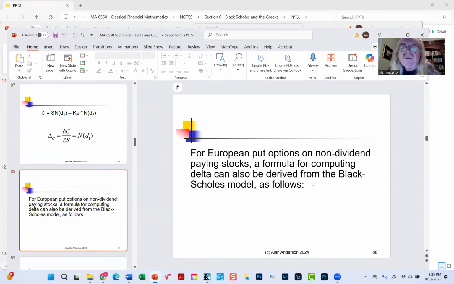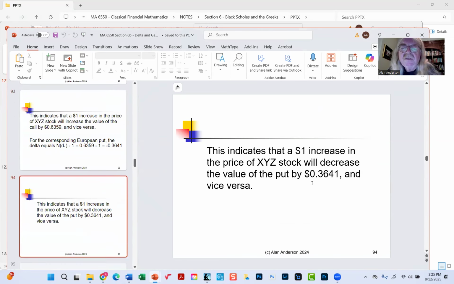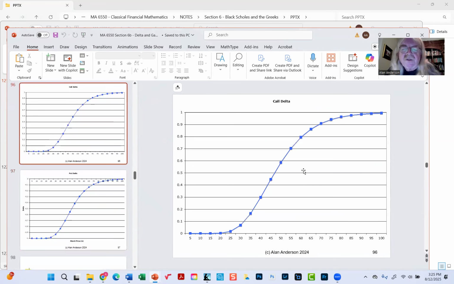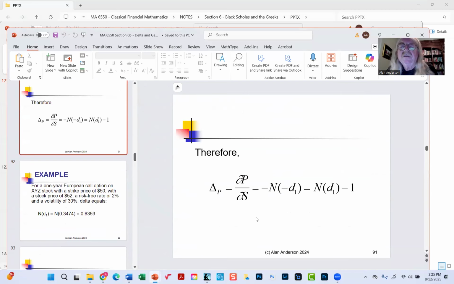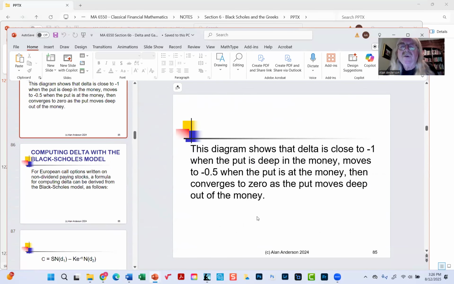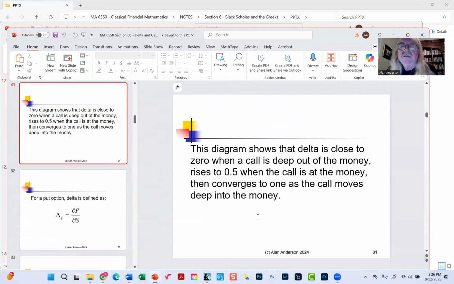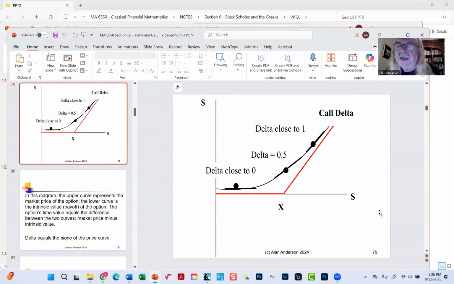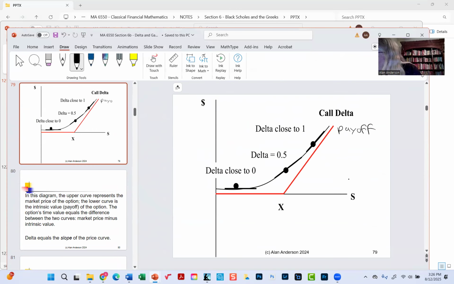Okay, but we also saw a graph here. Here it is. This is what I was looking for. The delta is on the vertical axis. Now the call delta goes from 0 to 1. You can't go outside that range. And this is why: looking at this graph, on the final day of trading, the market price curve and the payoff curve, the red one, will coincide. Remember, this is the payoff. This is the market price.